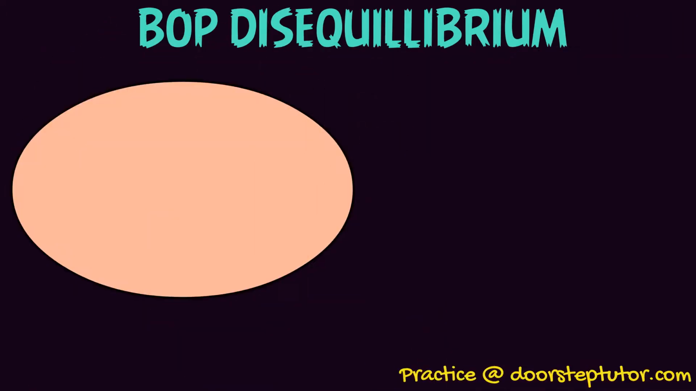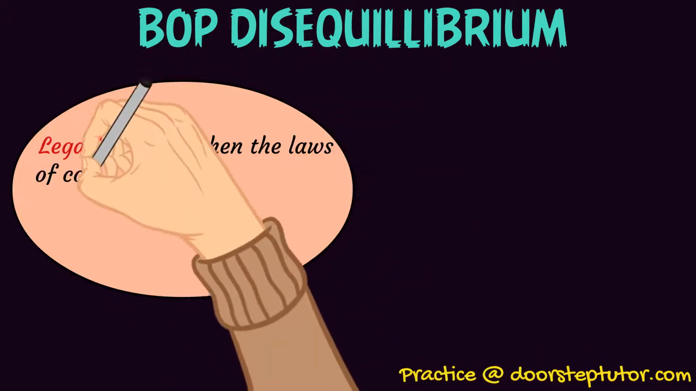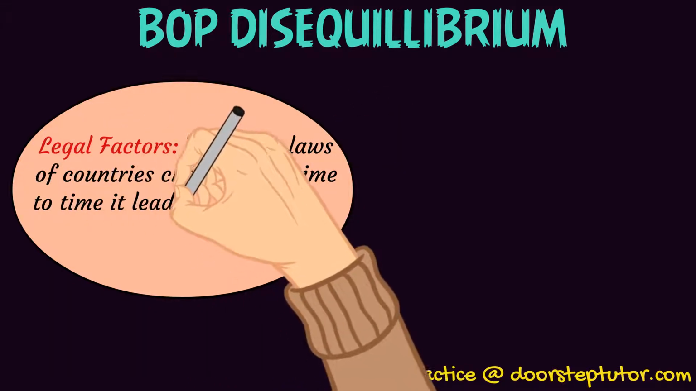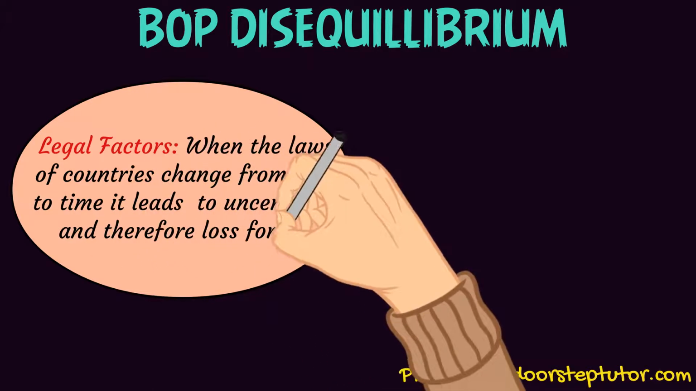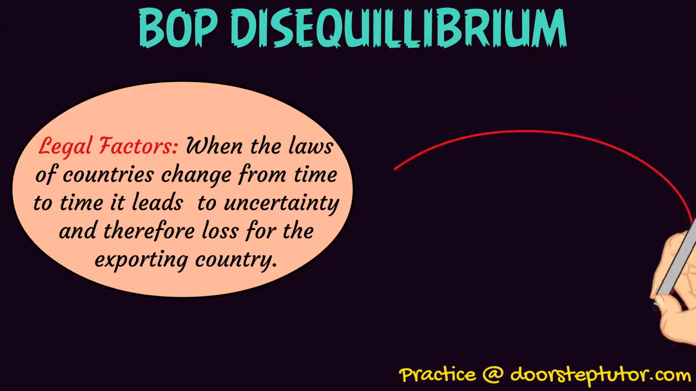Then the other one is the legal factors. Legal factors basically relate to various laws of the various countries, okay. When the laws keep on changing from time to time, then what will happen? There will be uncertainty in the economy, and it will be a loss for the exporting country, okay.